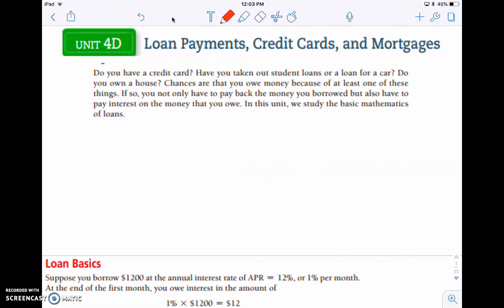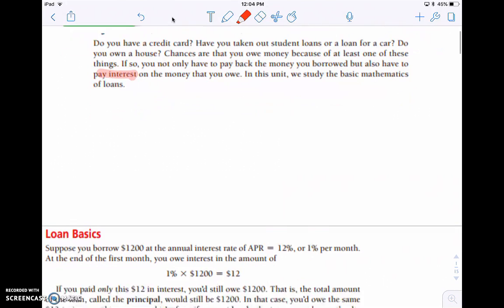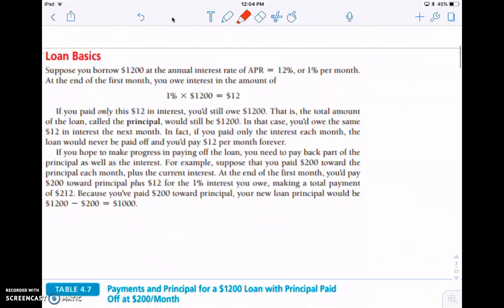There's a good chance that you owe money on at least one of these things. And if so, you have to pay back the money you borrowed, but you also have to pay interest on that money you owe. And so in this unit, we're going to be studying the basics of these types of loans and give you an idea of how you determine a payment when you're given some parameters, and also how much you're going to pay over the duration of that loan, compared to how much money you initially took out on your loan.